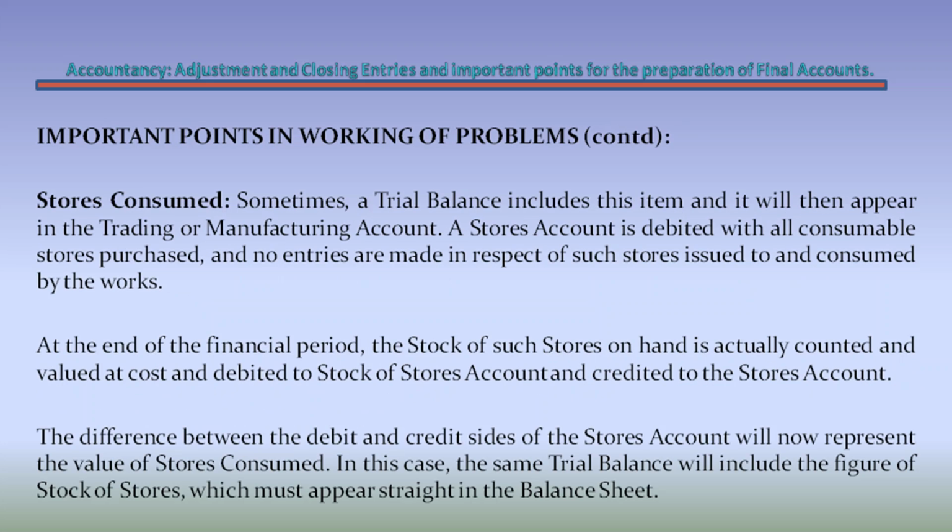Stores consumed. Sometimes a trial balance includes this item and it will then appear in the trading or manufacturing account. A stores account is debited with all consumable stores purchased and no entries are made in respect of such stores issued to and consumed by the works. At the end of the financial period, the stock of such stores on hand is actually counted and valued at cost and debited to stocks of stores account and credited to the stores account. The difference between the debit and credit side of the stores account will now represent the value of stores consumed.